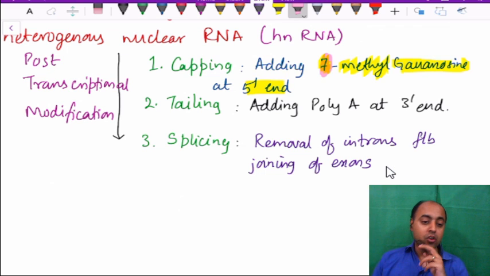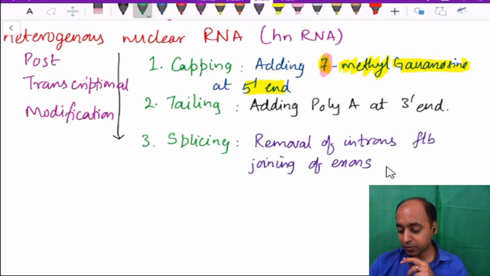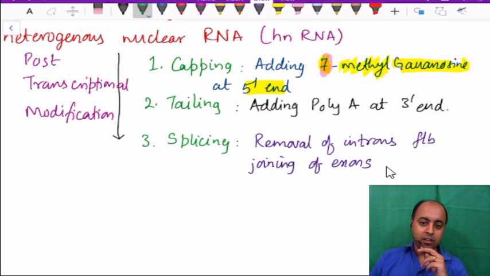What is the purpose of the capping and the tailing? Is it just to make our RNA more beautiful? Is it going for a fancy show, so it has put on a cap and a dummy tail? For example, you get your child dressed up for a costume show. You make him a rabbit, you give him the rabbit costume, so it has a small tail at the back. Is it something like that? We want to dress up our RNA, it will look better. No.